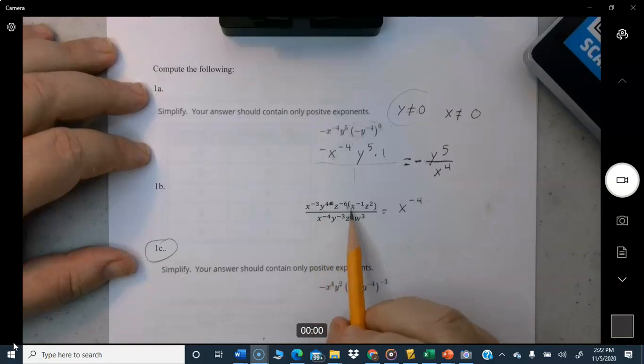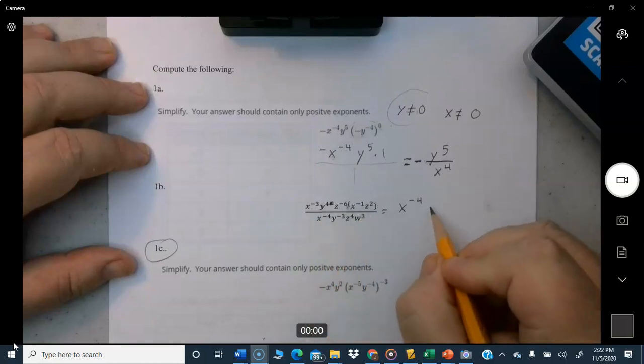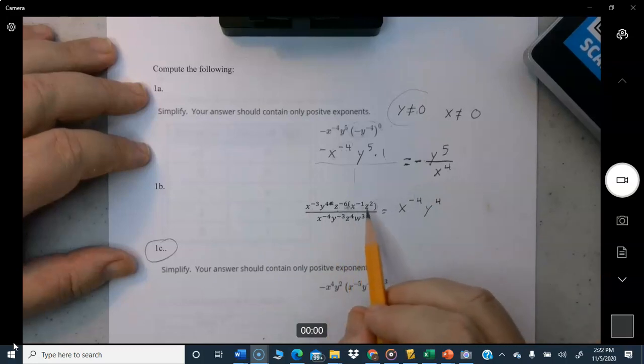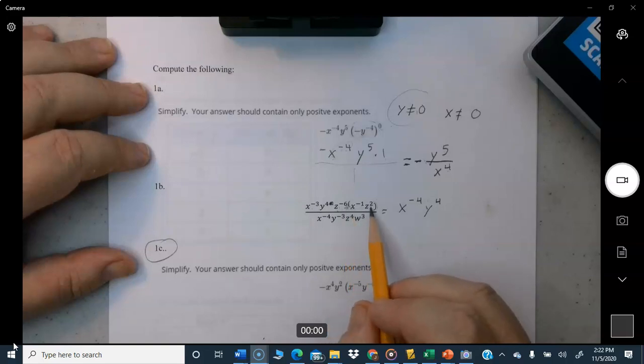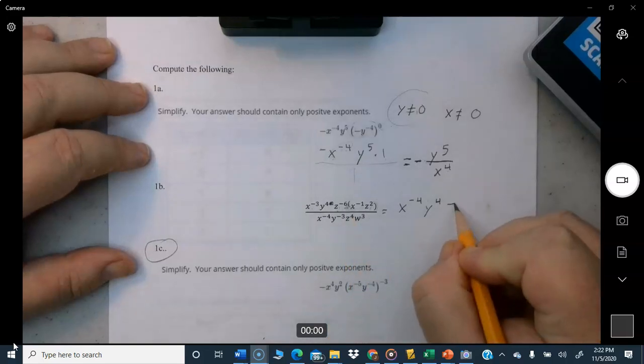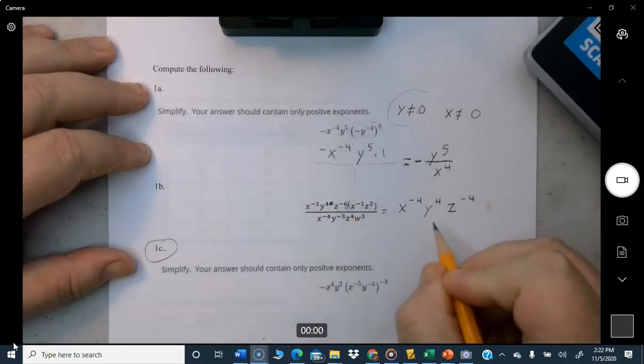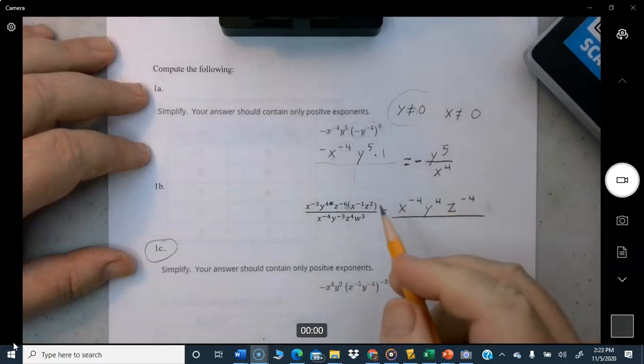And then we have y. We only have one y on the top, so that's going to be y to the 4th. And then we have z to the negative 6 times z to the positive 2, so that's going to be negative 6 plus 2, which is negative 4.